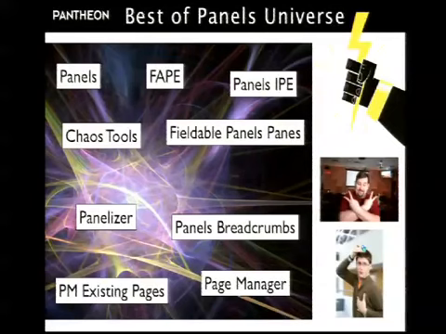So beyond just Panels, Panelizer is a newer module. It's very useful. It takes all the panel stuff and applies it to nodes. Fieldable Panel Panes uses the entity system in Drupal to provide very smart pane objects that work like blocks you can drop anywhere with clear field UI on it. PM Existing Pages lets you panelize everything. Panels Breadcrumbs makes sure the breadcrumb and site pathing all works well.